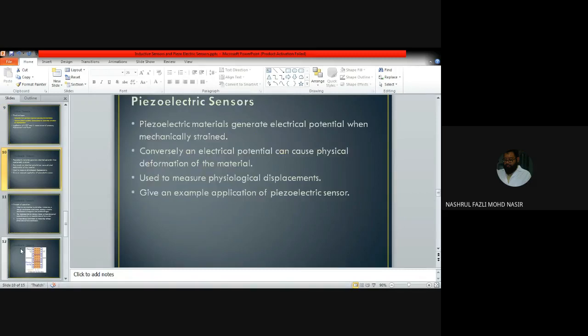Then we have another type of sensor, which is the piezoelectric sensor. We have piezoelectric sensors everywhere, actually.